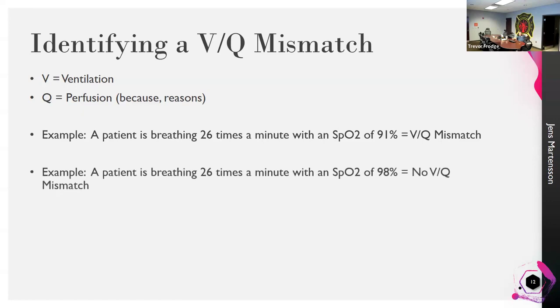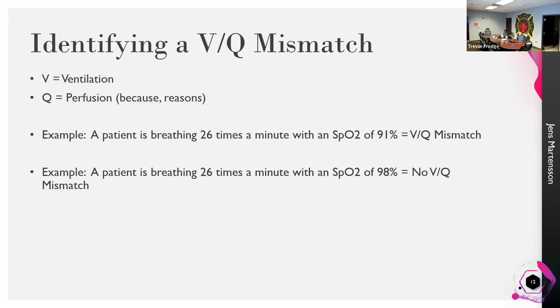Conversely, we got a patient breathing 26 times a minute. Their SpO2 is 98%. That's not a VQ mismatch. Not at all. That's a patient that's breathing fast. Why are they breathing fast? Couldn't tell you. We'll have to figure that out. But that's the difference between the two.